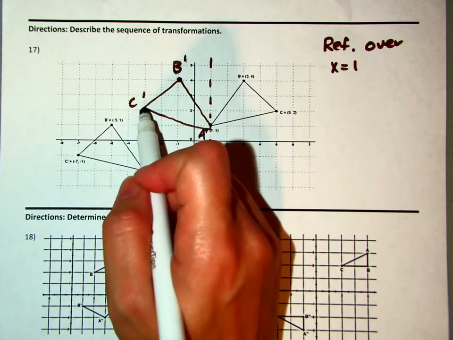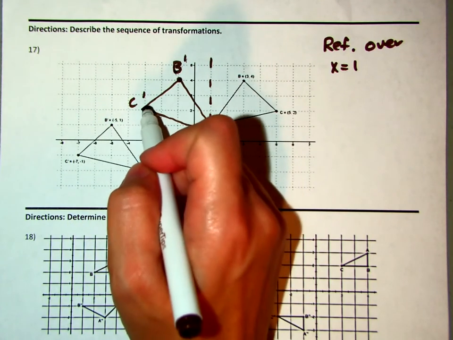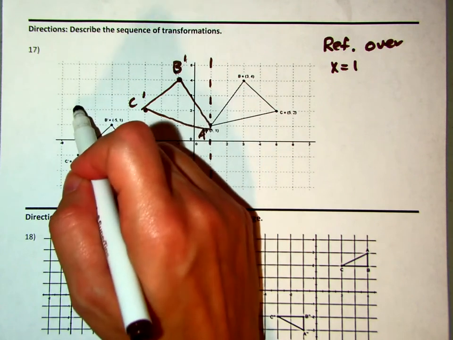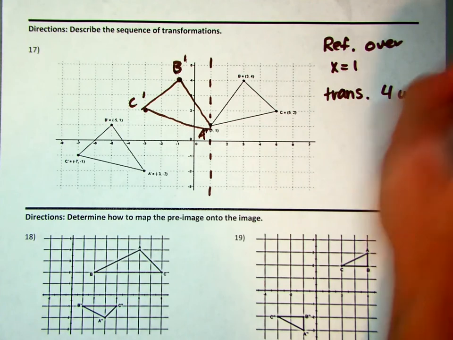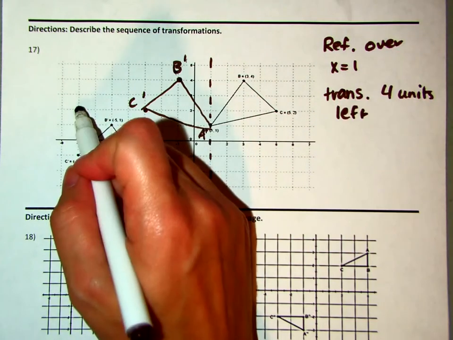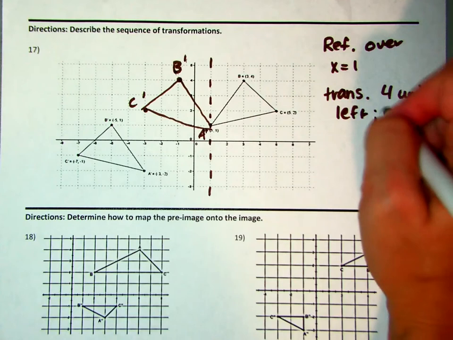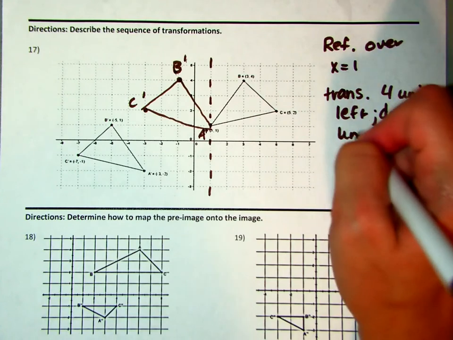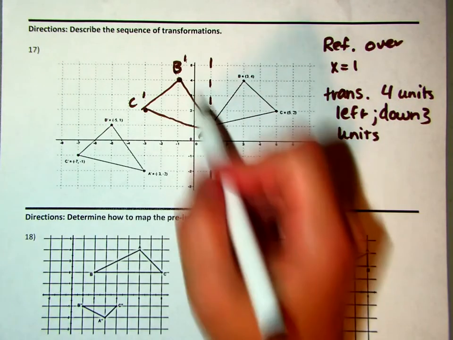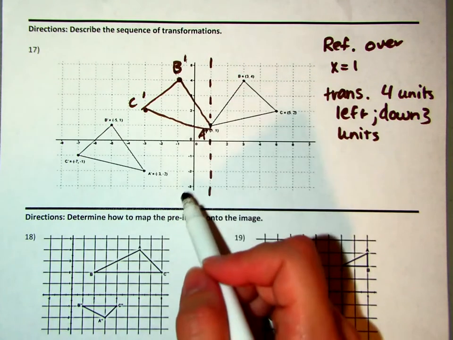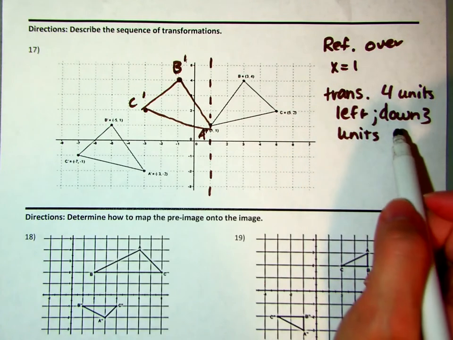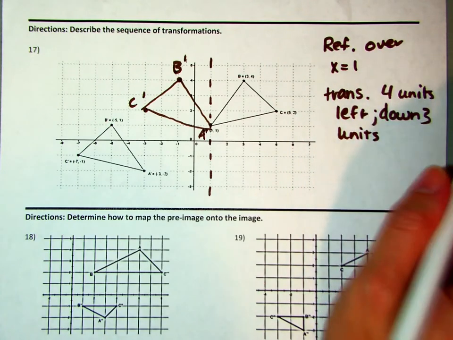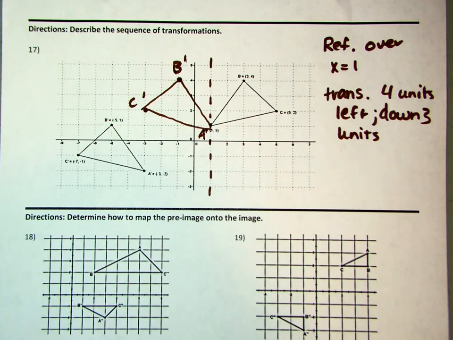So let's just look at how to get C prime over here. So we've got 1, 2, 3, 4 units to the left. So we're going to translate 4 units left. And now we're going to go down 1, 2, 3. So down 3 units. Again, we could have taken this and we could have reflected it over this y-axis here. And when we reflected it over the y-axis, the translation would have changed a little bit. Just the numbers in which you're going, but not the direction. So multiple ways you can actually approach this. I'm just providing you one possibility.